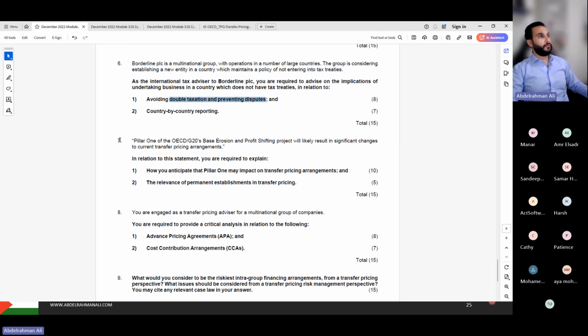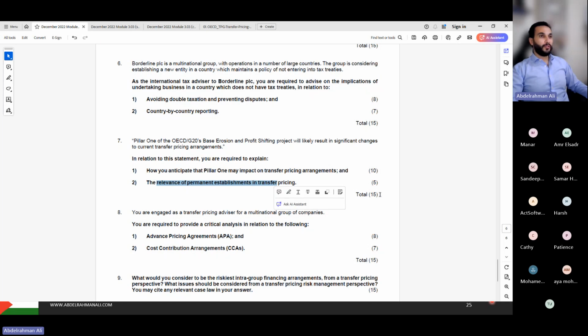All right, so question number 7 is about Pillar 1, BEPS Action 1, and the digital economy. It asks you to interpret in terms of transfer pricing under Pillar 1 and the relevancy of PE and transfer pricing.